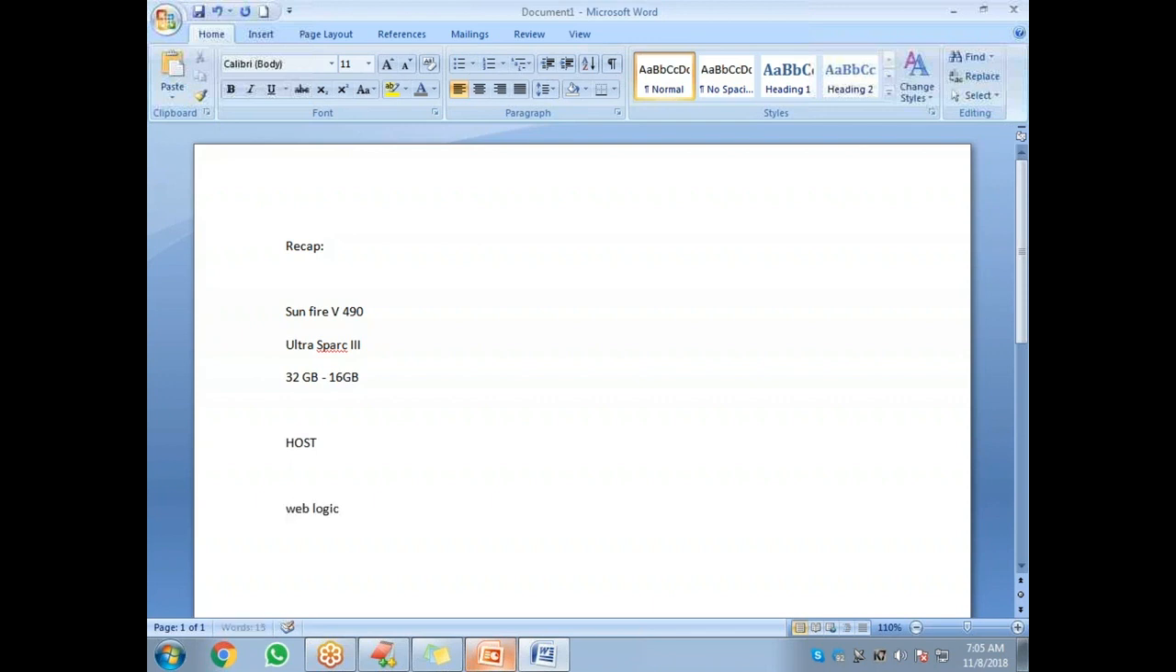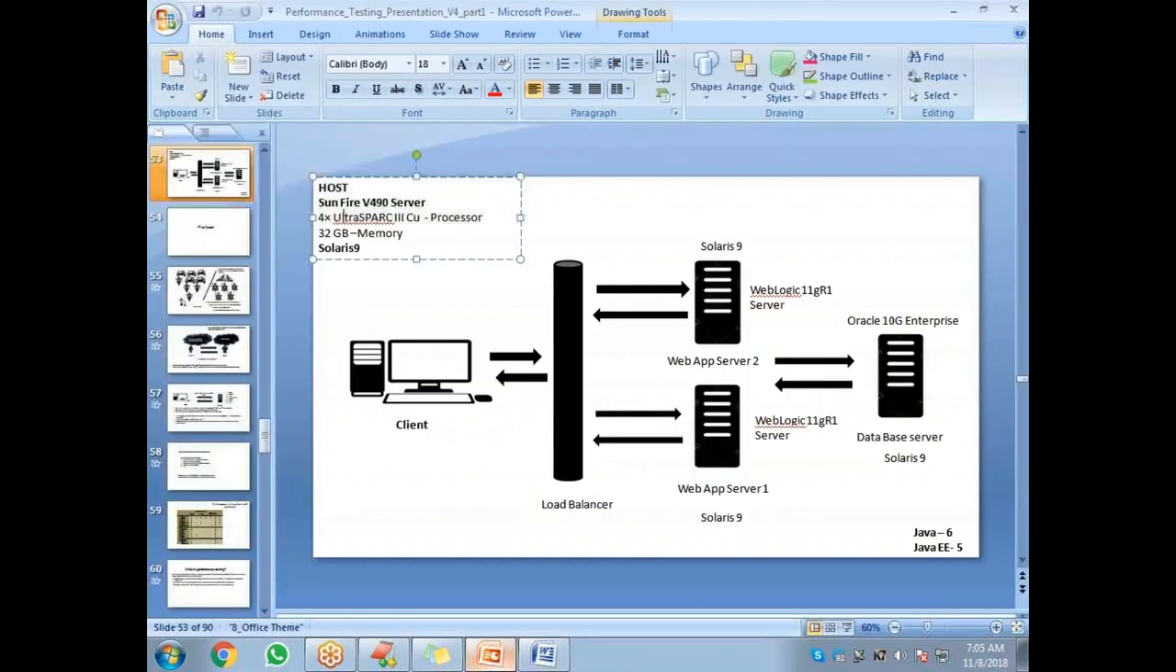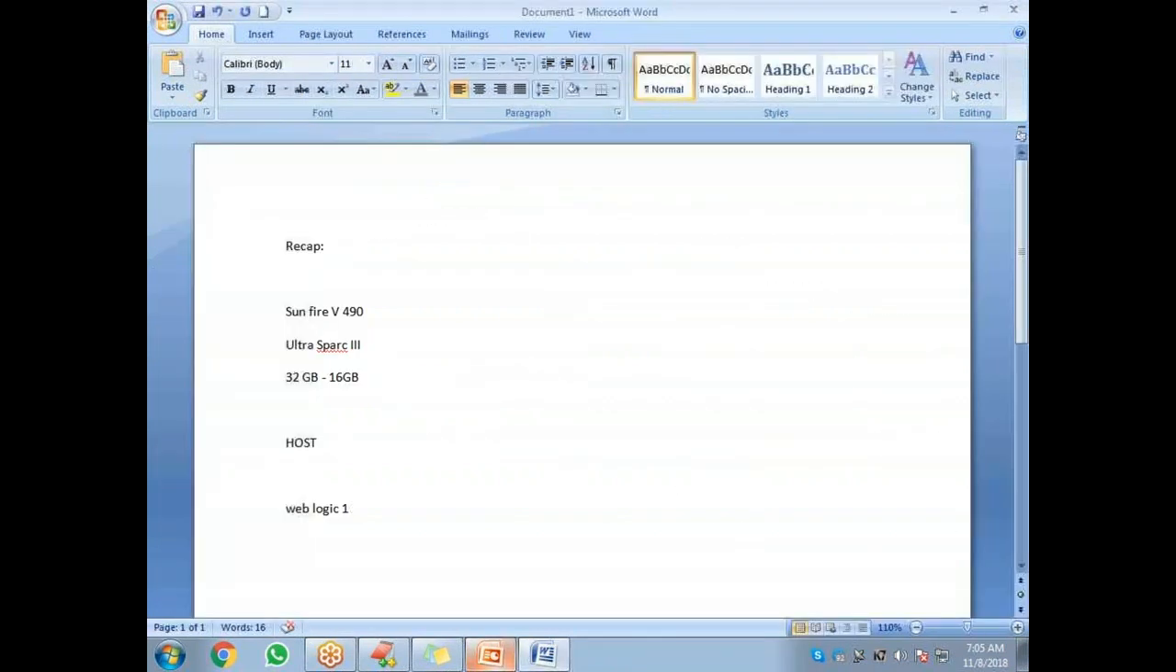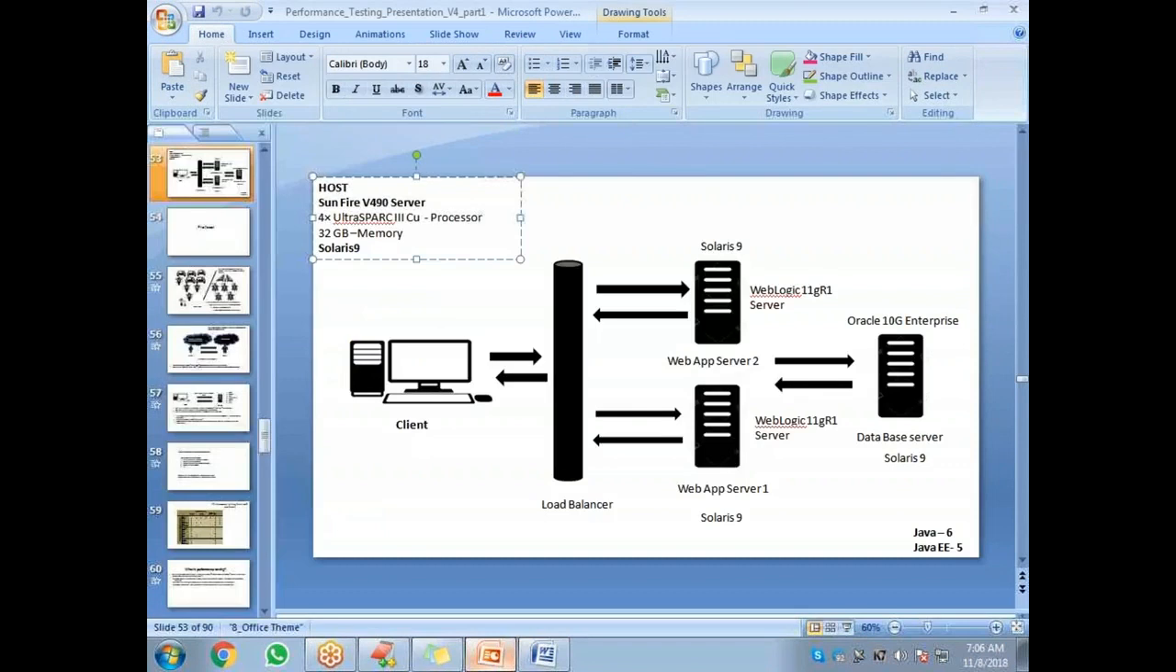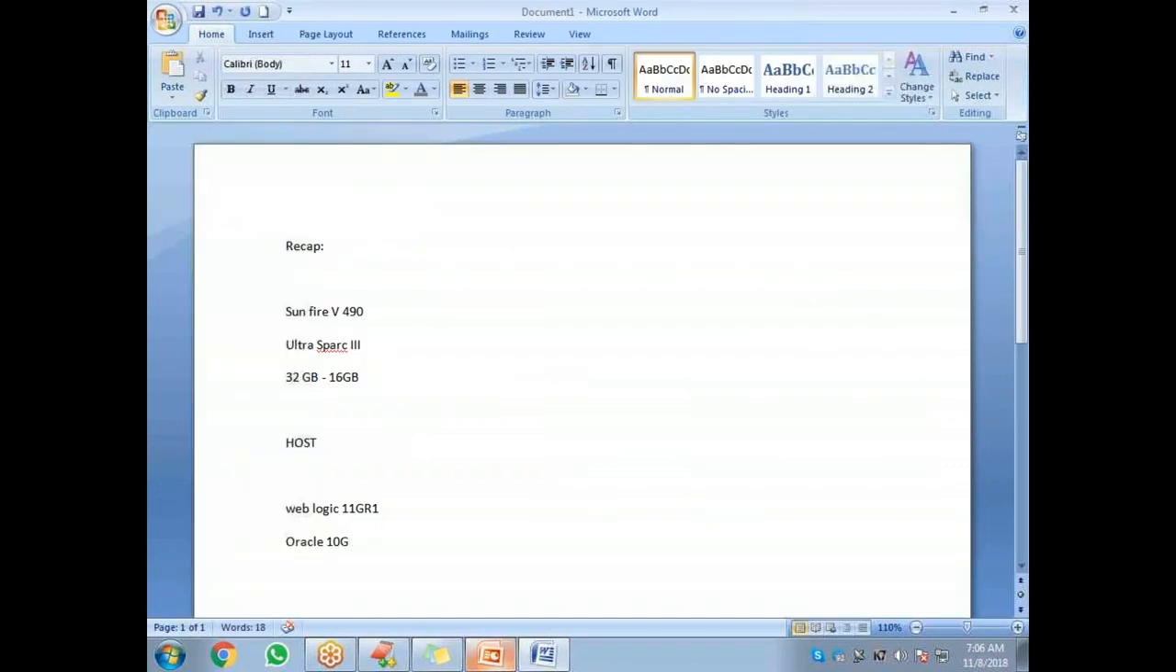And for this project, they have used WebLogic as the web app server, and the version was 10G. What was that? 11G R1. So it's 11G and release 1. R1 means release 1. And the database was Oracle 10G. So this is what I had for my architecture in one of the projects. You can go ahead and use this in your interviews if you would like to.